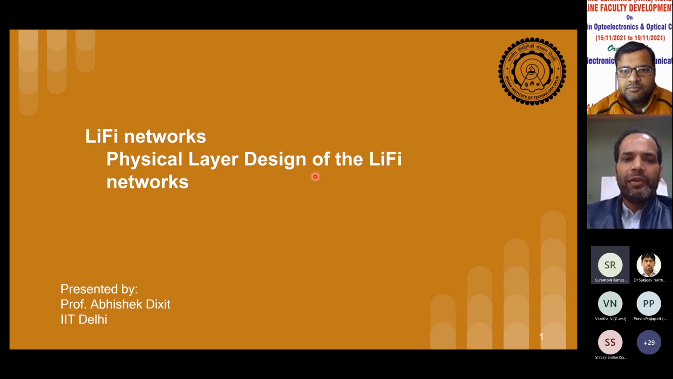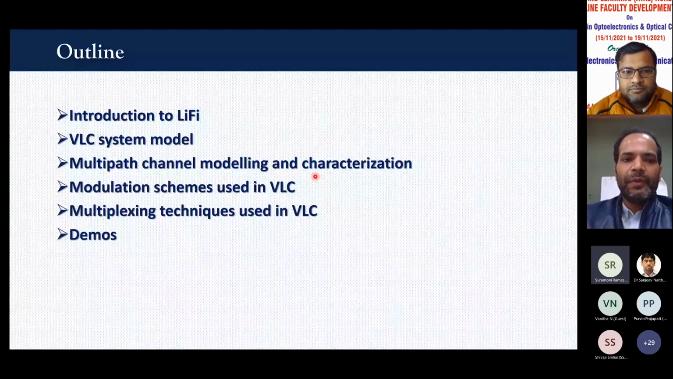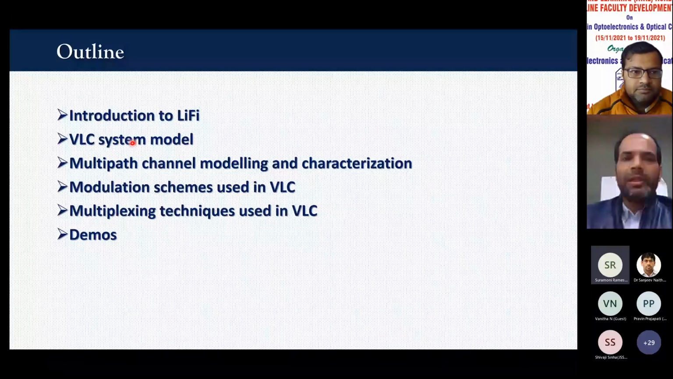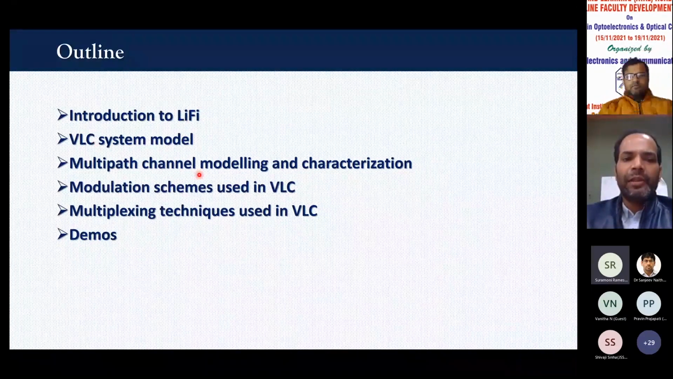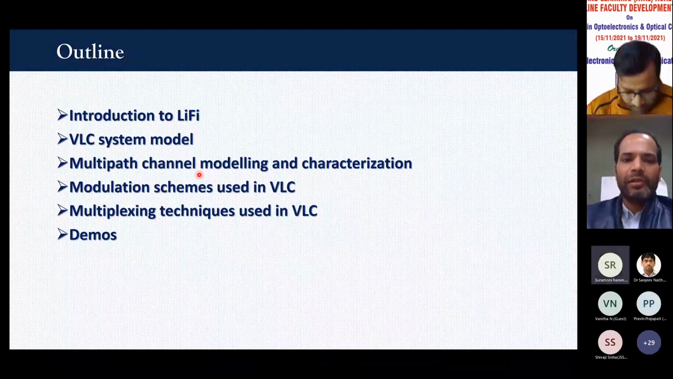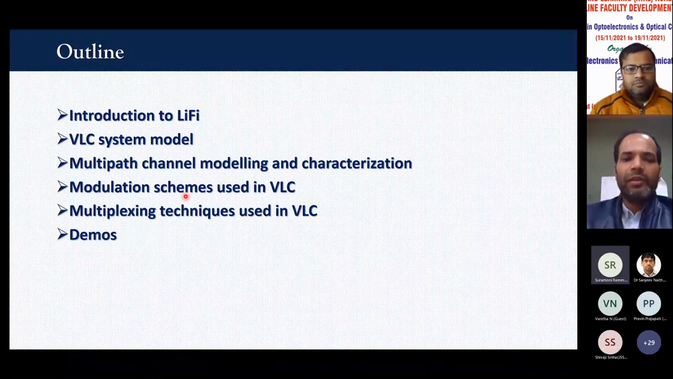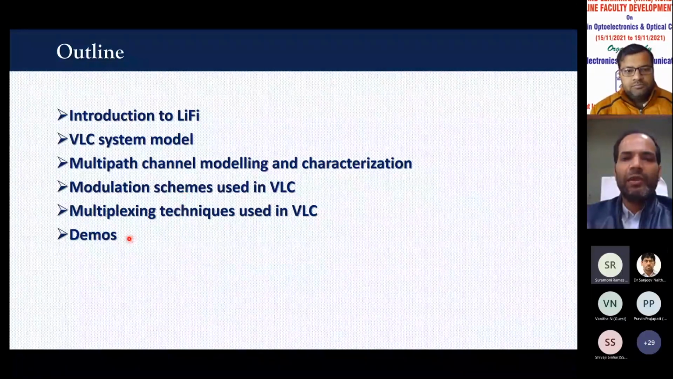So this is the outline of the talk. First, we will introduce what is this Li-Fi. Then we will talk about visible light communication system model. I will also introduce what are the differences between Li-Fi and VLC. Then we will talk about multipath channel modeling and characterization. We will then discuss modulation schemes which are used in VLC, multiplexing techniques used, and we will also give some demos of the research activities that have been carried out at IIT Delhi.